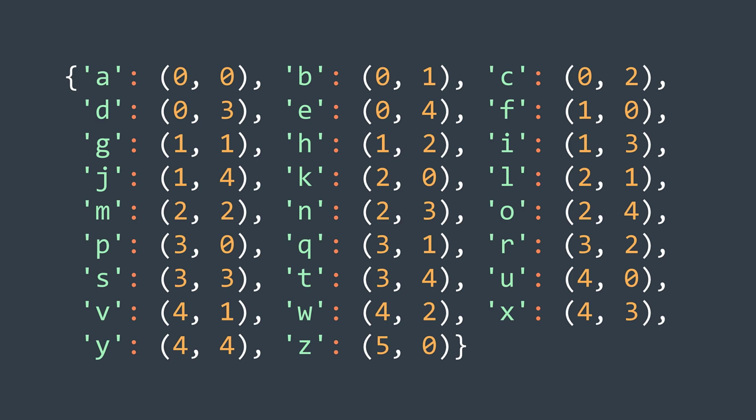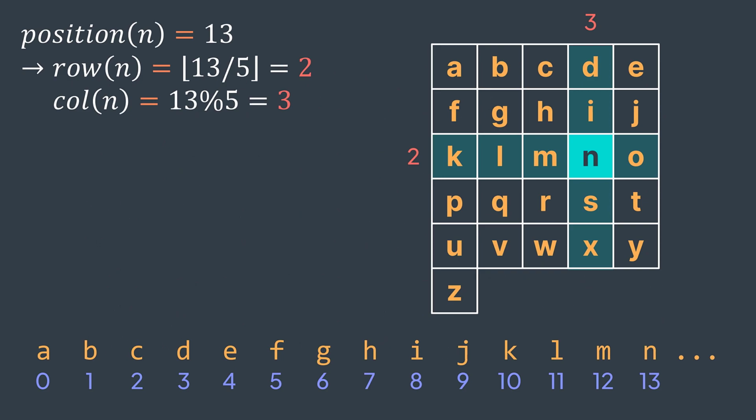For example, if the letter A is at position 0 in the alphabet, then the letter N is at position 13. Its row is 13 divided by 5, which is 2, and its column is 13 modulus 5, which is 3. Then N is in board of 2, 3.